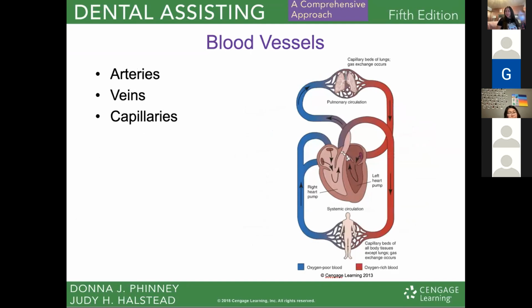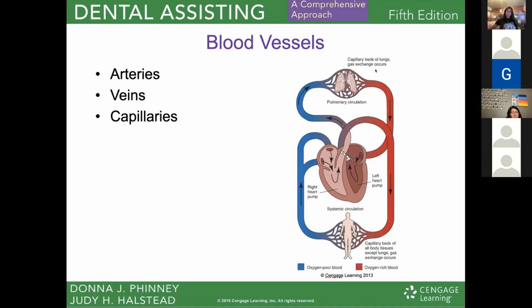The vessels carrying oxygenated blood from the heart to the capillaries are called arteries. The walls of the arteries are composed of three layers to withstand pressure. Arteries range in size from the aorta, which is the largest artery and comes directly out of the heart, to the arterioles, which are the smallest arteries. These are the arteries inside of the lungs, or pulmonary arteries.